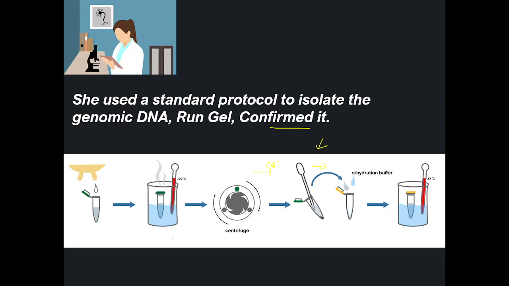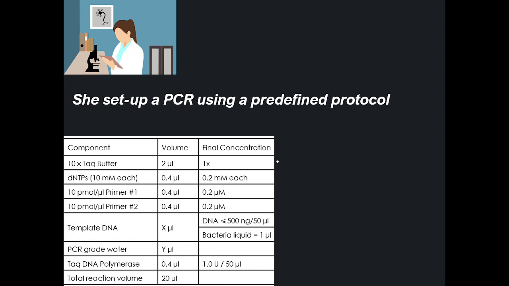With this success, she went ahead and set up a PCR, a polymerase chain reaction. Now, this PCR reaction is based on a standard predefined protocol which exists in her lab. Essentially, she used the buffer, the dNTPs, the primers, the template DNA, the Taq DNA polymerase in a reaction volume of 20 microliters. This was a whole day of work for her, and the next day she came.